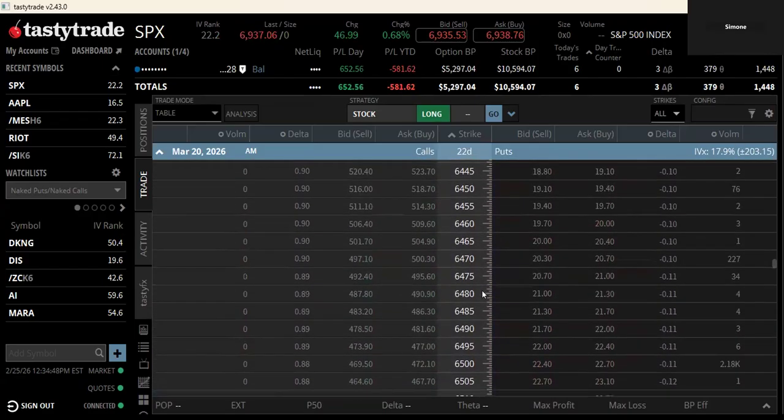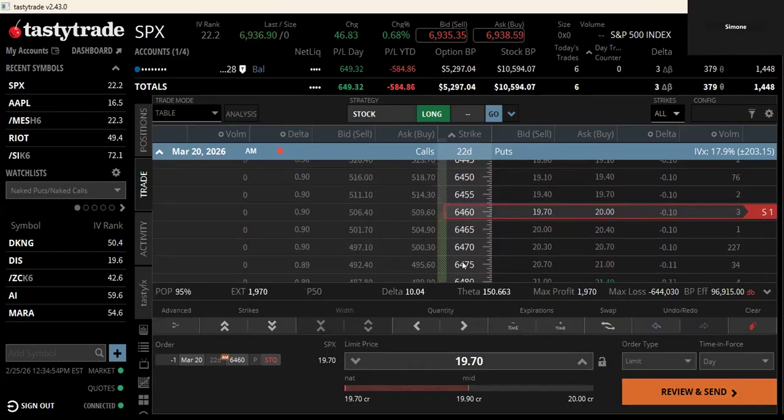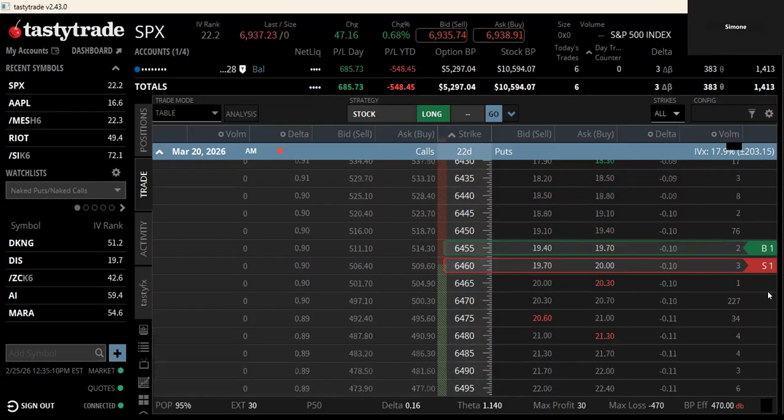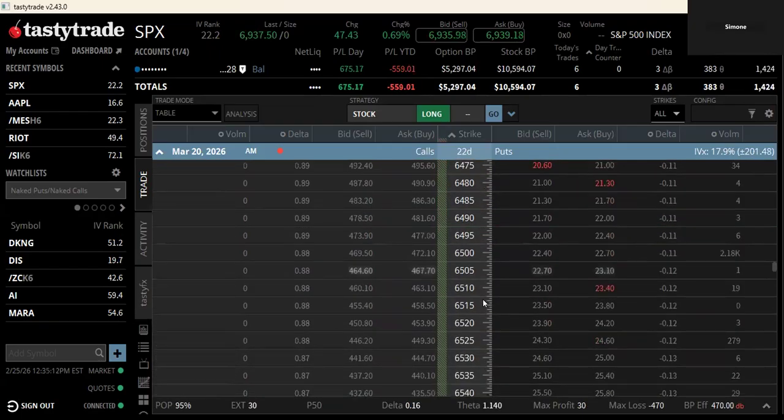I'm giving myself room to be wrong in case the market moves against me. And let's say I'm going to do 5 points wide. See, so for the same risk, I'm much further out. And look at my probability of profit, 95%. But what if I do the call side as well?